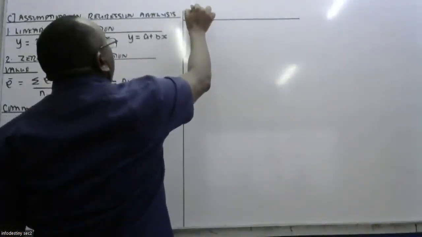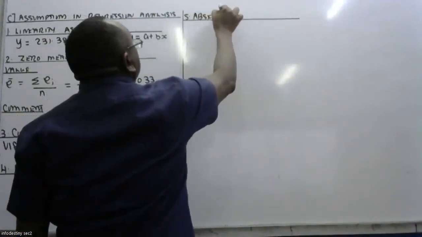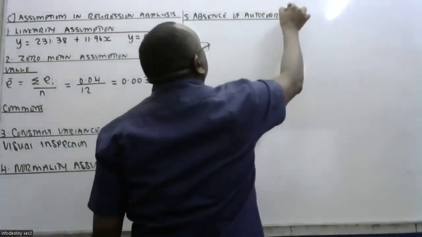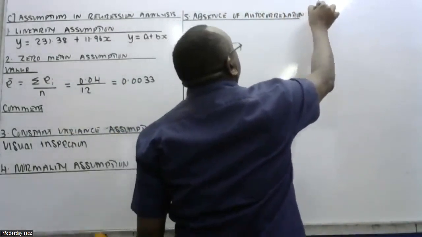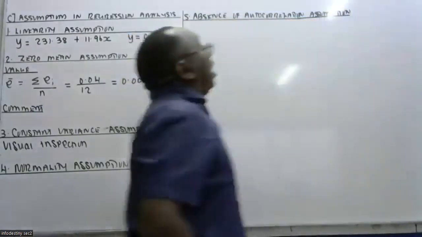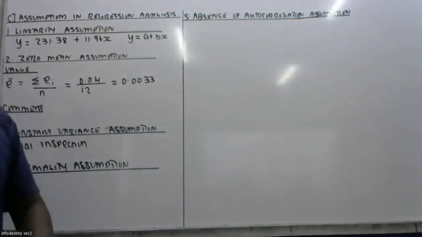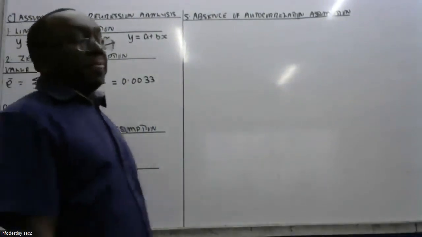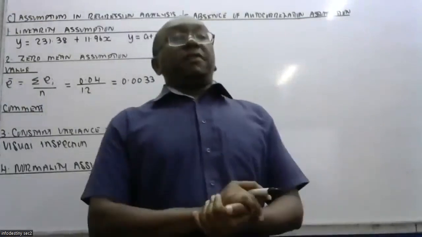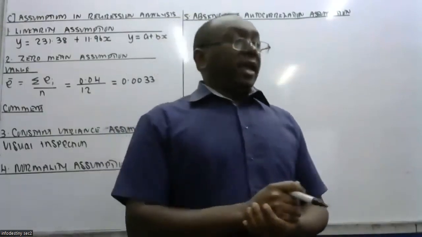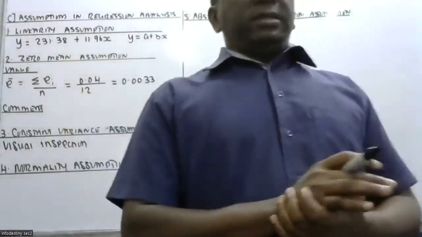Number 5 is the absence of autocorrelation assumption. Now, what this means is that the values of y are not influencing each other. They are not influencing each other. And it can be done in two ways.